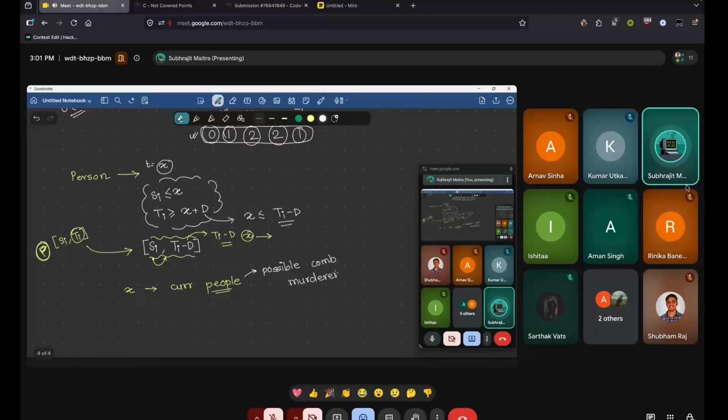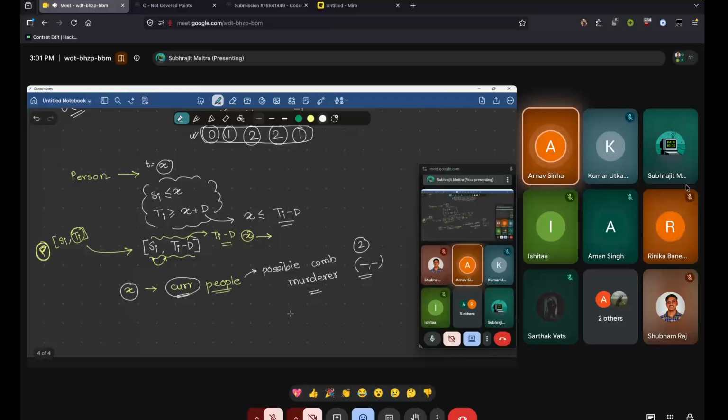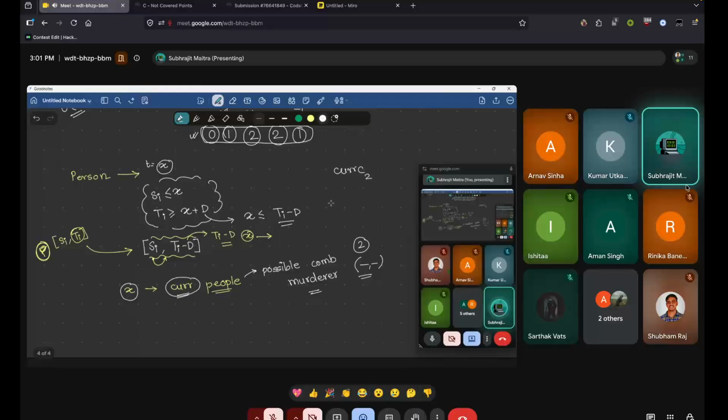Arnab, can you turn on the mic and tell? Two murderers should be together. I mean I want a pair. At any time moment x, there are current number of people in the mansion. Then how many such pairs can I make? Current C2. Absolutely correct. It's current C2. Then simply what can I write? Current into current minus 1 by 2, right? Perfect. So now we have all our concepts clear, but they are in different bits.